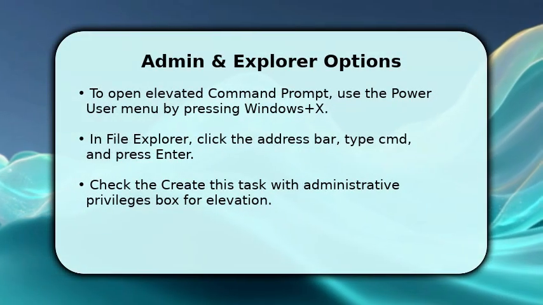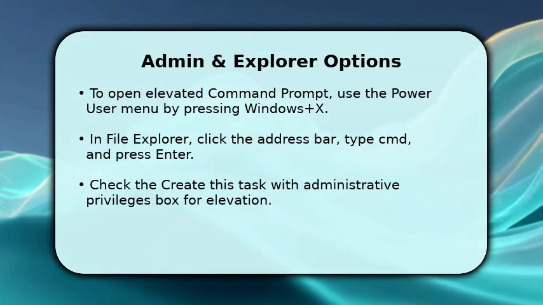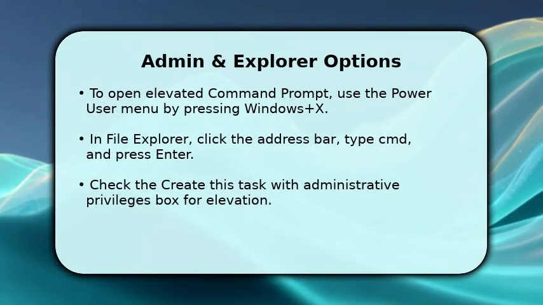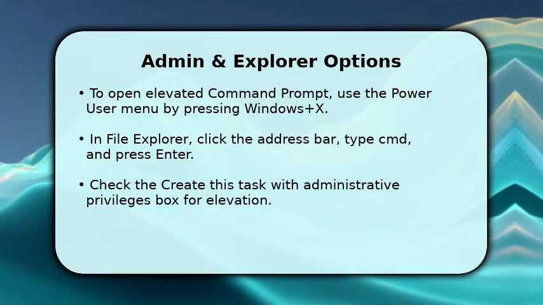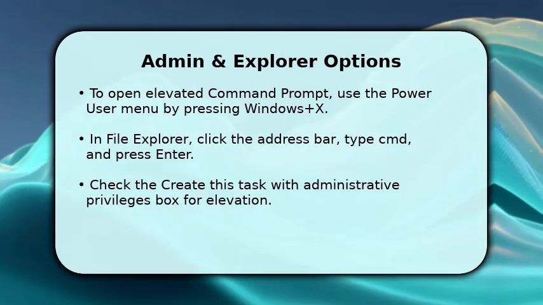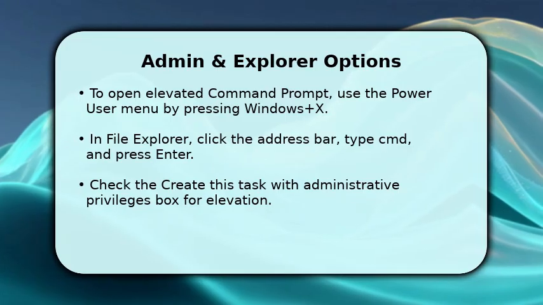To open Elevated Command Prompt, use the Power User menu by pressing Windows plus X. Select Windows Terminal, Admin, and then choose Command Prompt from the drop-down. In File Explorer, click the address bar, type CMD, and press Enter.